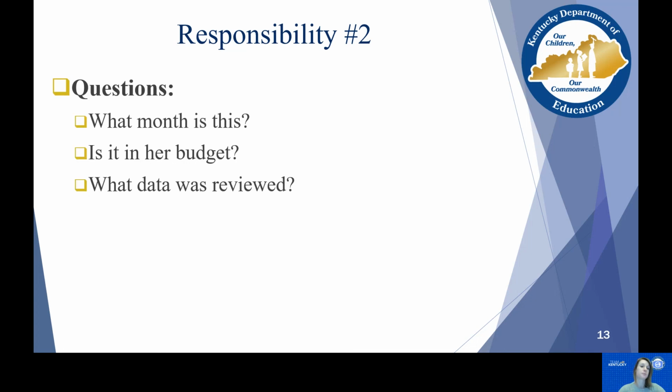these are some examples of some questions that you may ask. So what month is this? That may make a difference depending on whether or not there's going to be a lot of other funds that are going to need to be spent. Is it in her budget? And then what data was reviewed? Was it just one set of data? Was it multiple sources of data? Was it reliable data? Is it current data? So those are all kinds of things that you would want to ask before approving this request to see if it would be a wise decision.